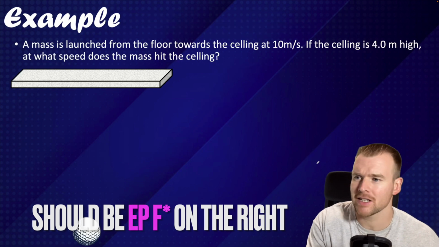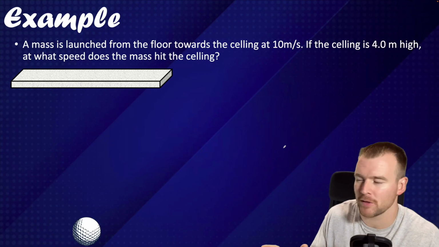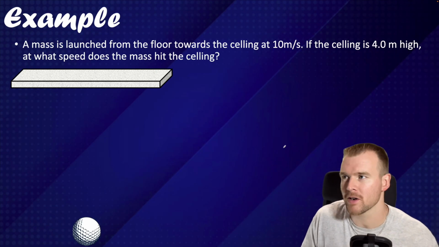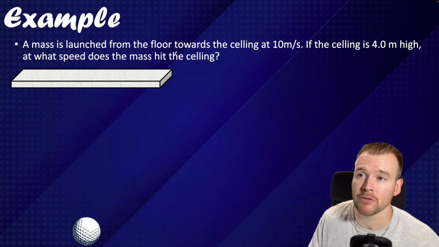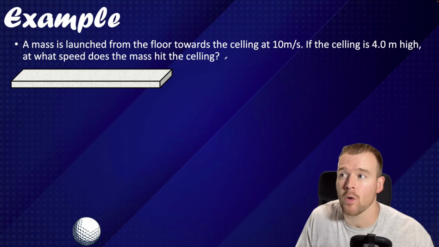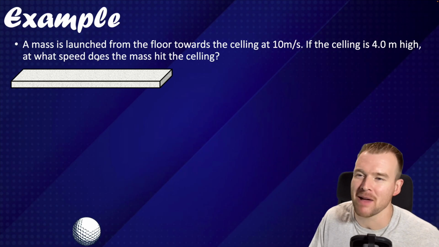Okay, let's take a look at an example of what this would apply to. We'll do some questions later on with electric fields that kind of relates to this question. So I think it's a good warm-up question for the course. A mass is launched from the floor to the ceiling at 10 meters per second. If the ceiling is 4 meters high, at what speed does the mass hit the ceiling?